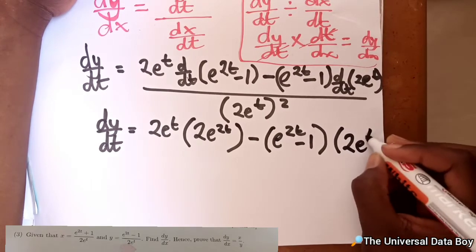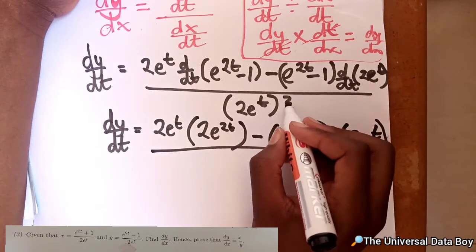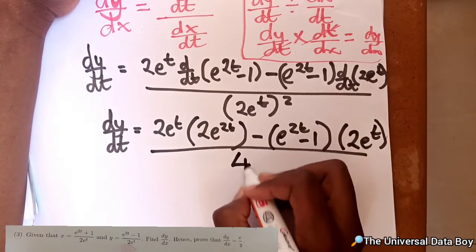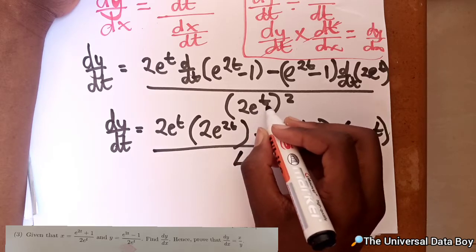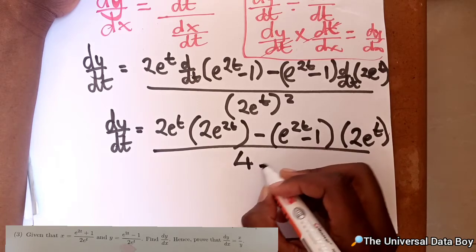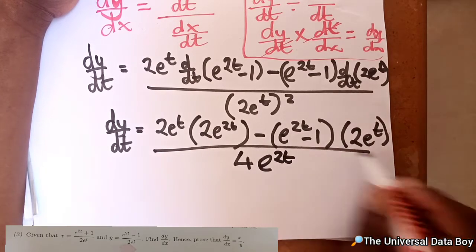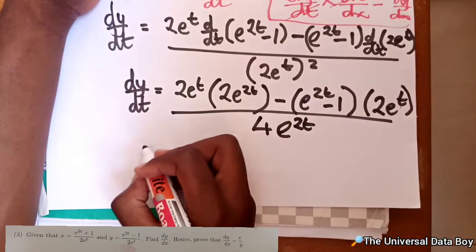So you have 2e to the power t, all being divided by, we're going to evaluate here, 2 to the power 2 is 4. Then let's not forget also affecting this one, e to the power t, when you take it to the exponent of 2, we're going to have e to the power 2t. So then we can evaluate this one to find out dy over dt.